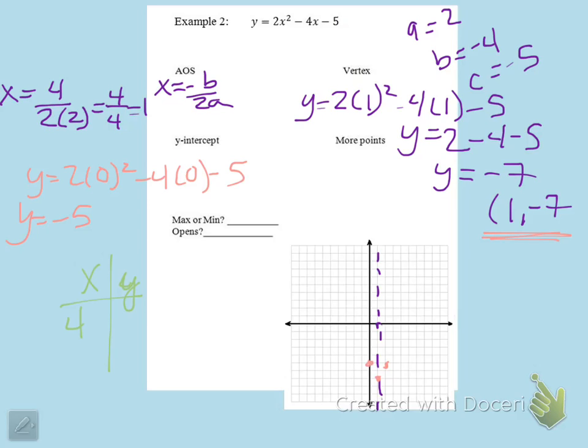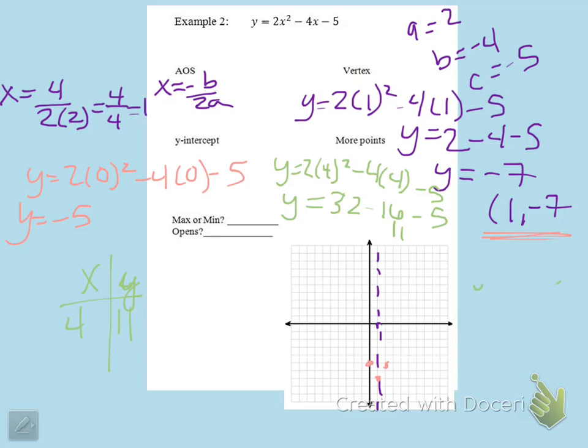Okay, and we're going to plug it into the equation. So let's do y equals 2 times 4 squared minus, I'm going to run out of space there, so I'm going to erase it and write it up here. So y equals 2 times 4 squared minus 4 times 4 minus 5. 4 squared is 16. 16 times 2 is 32. 4 times negative 4 is negative 16. 32 minus 16 is 16. Minus 5 is 11. Okay, so 4, 11.